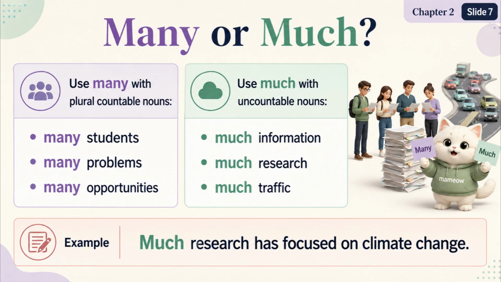Much is particularly common in questions, negative sentences, and formal writing. We can ask, how much information is available? We can also say, there is not much evidence. In formal academic writing, a sentence such as "much research has focused on climate change" is acceptable. In less formal affirmative sentences, "a lot of research" often sounds more natural.